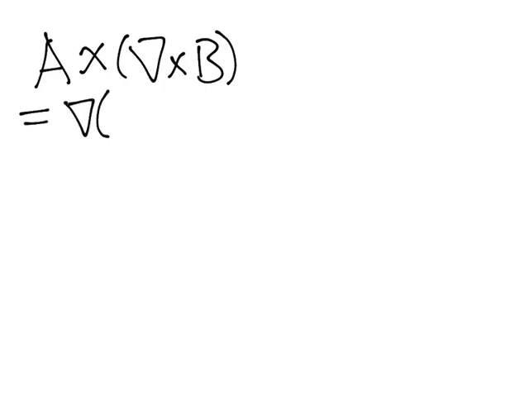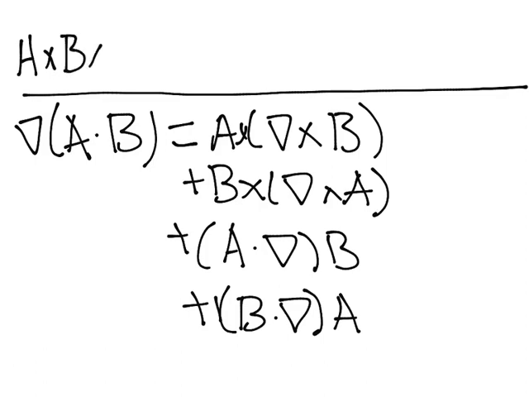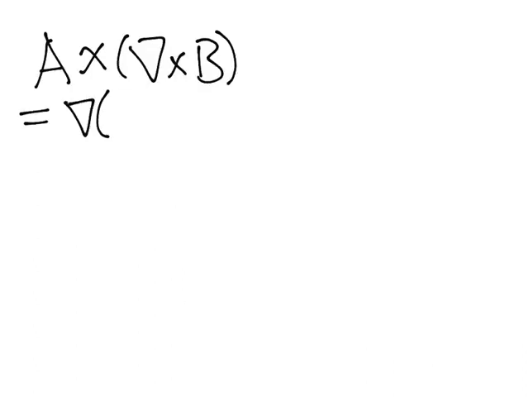If you aren't aware, let me write the BAC-CAB rule out quickly. BAC-CAB is the idea of A cross B cross C equals B times A dot C minus C times A dot B. And you'll see this is BAC, CAB, so the mnemonic is BAC-CAB. So using that idea, we're going to have BAC first.